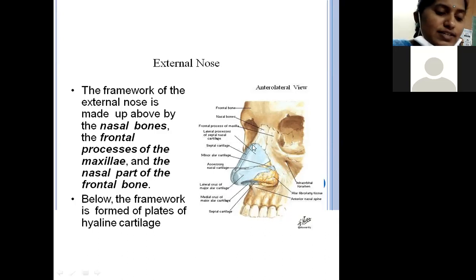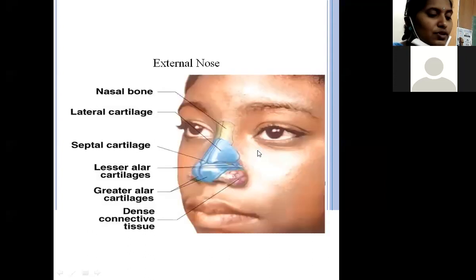So centrally we have the septal cartilage. Lateral to that we have the lateral process of the septal nasal cartilage. Below we have the major alar cartilage, which has a lateral crus and a medial crus. Behind this we also have the minor alar cartilage, and behind it is formed by fibrofatty tissue. So that is about the framework of the external nose. Here also we are seeing the same.